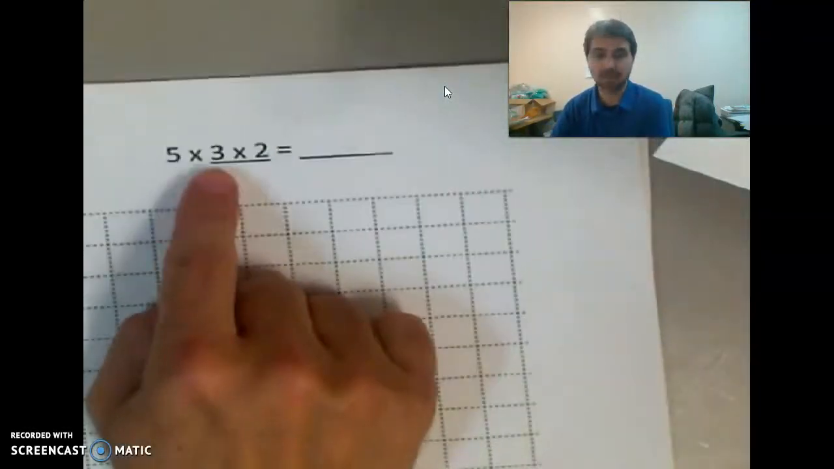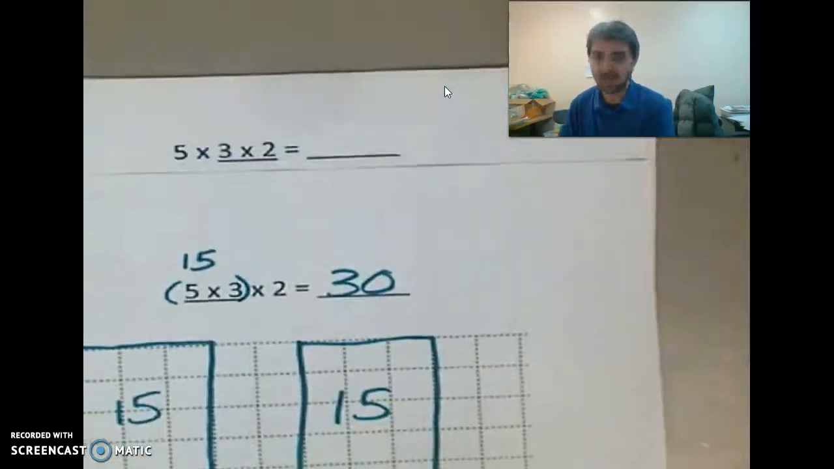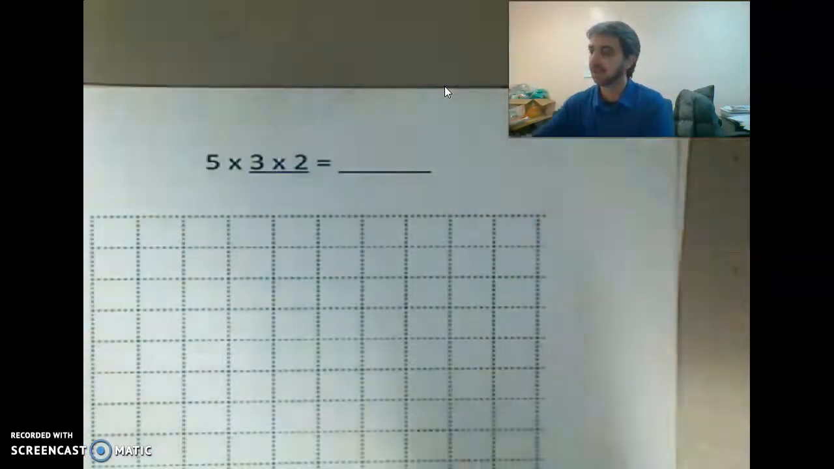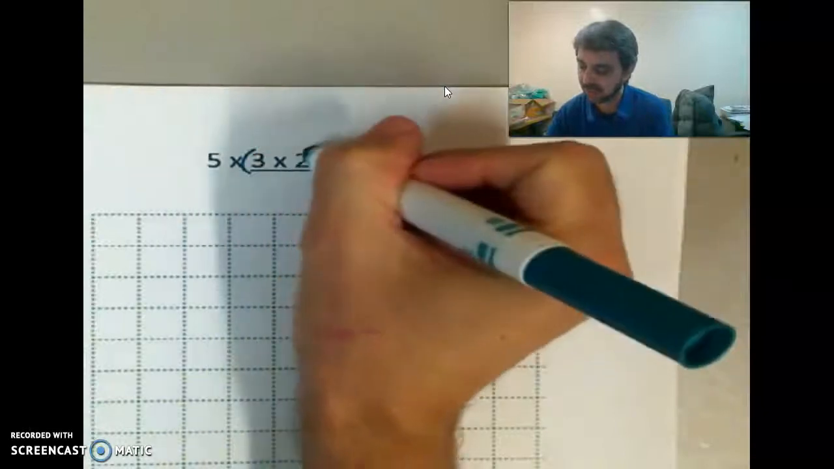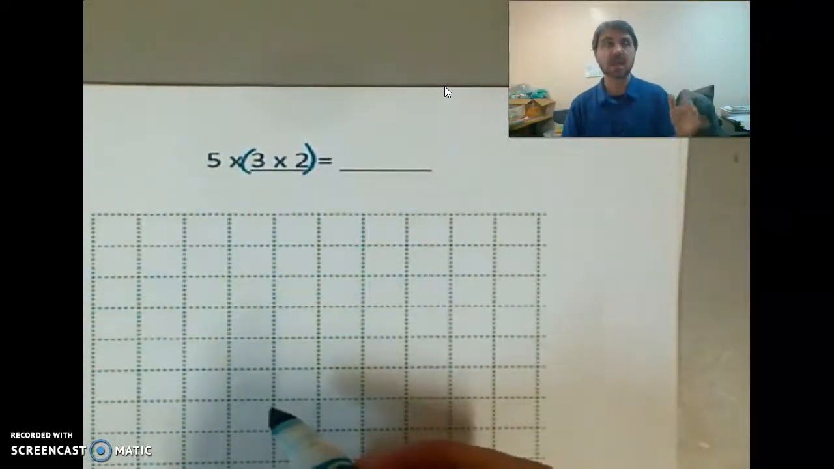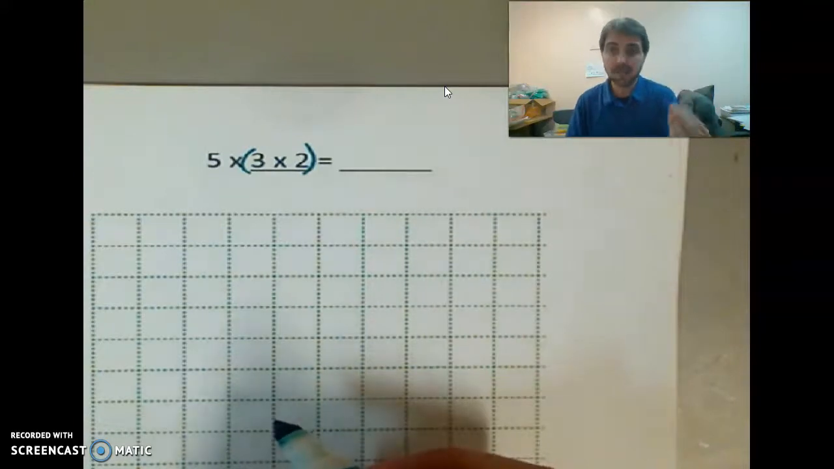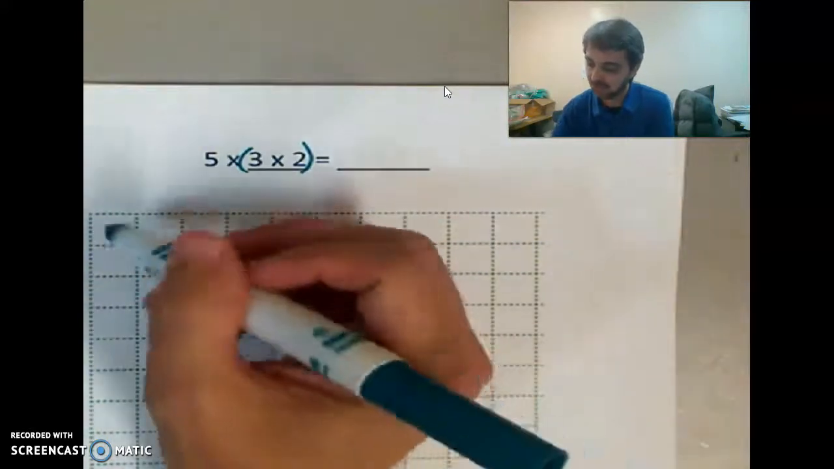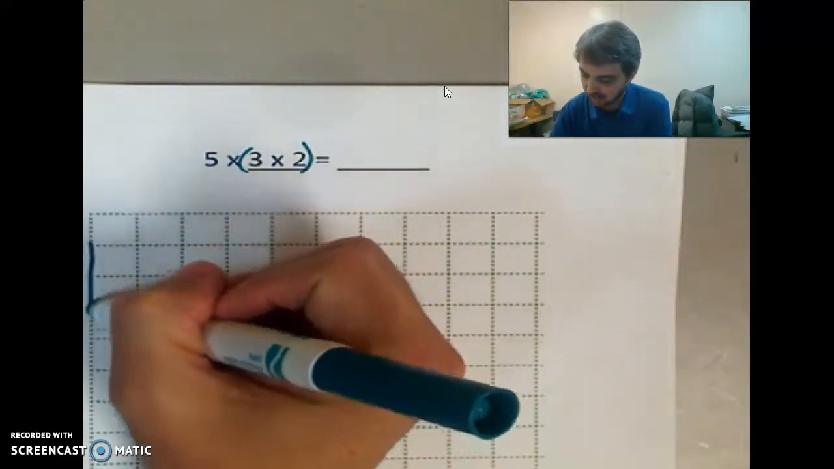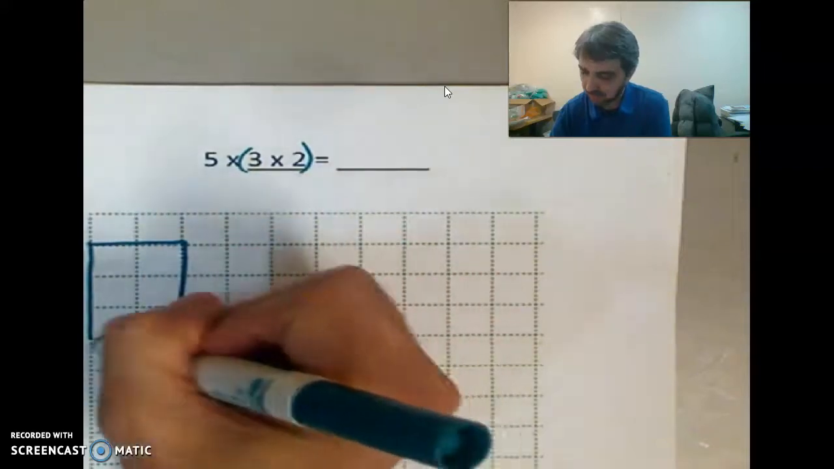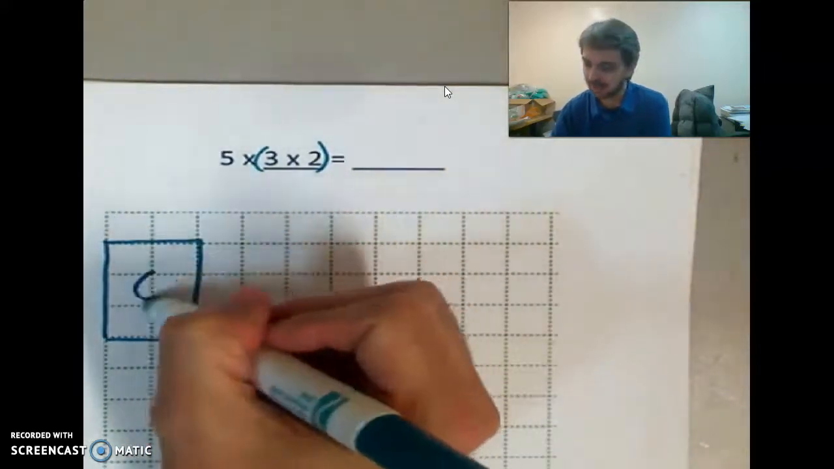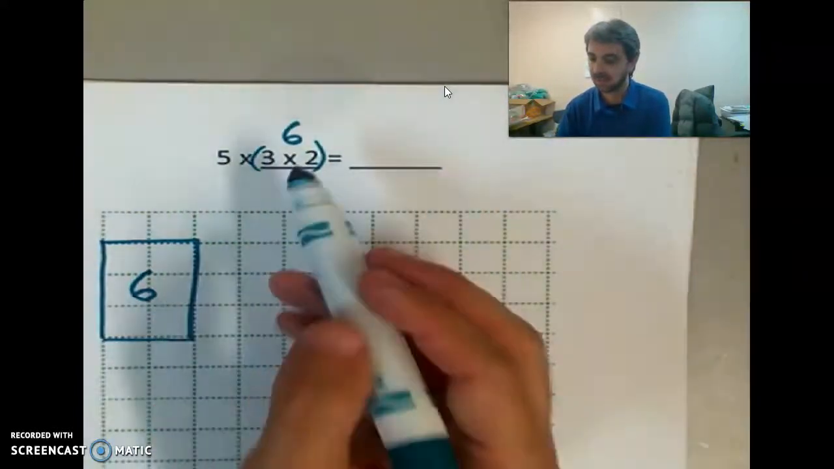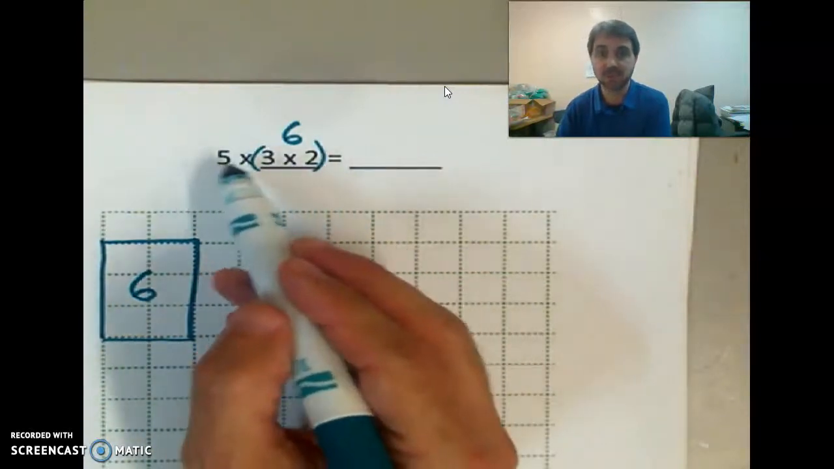I've got the same problem, okay, but I've just underlined different numbers. I underlined the 3 and the 2 instead of the 5 and the 3. Okay, that means I'm going to do this first. And you're going to see it doesn't make a difference in terms of the product we get. It does make a difference in terms of what it looks like, though, okay? All right, so 3 rows of 2. So I'll do 1, 2, 3 rows of 2. All right, we all know that's 6. Okay, so I've done 6, but I have to do it 5 times. Because it says 3 times 2, and there's a times 5 over here.